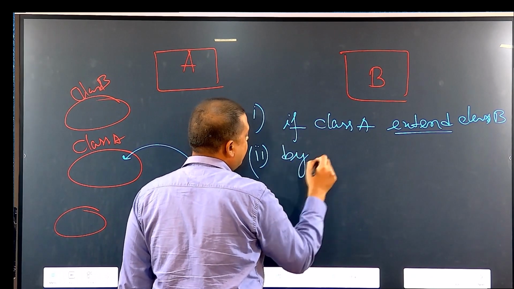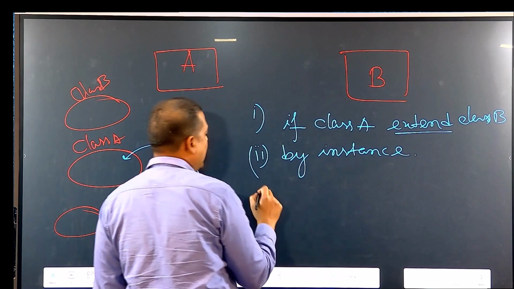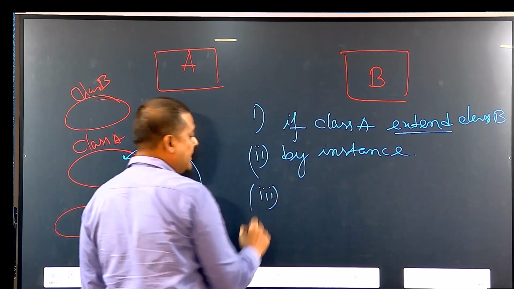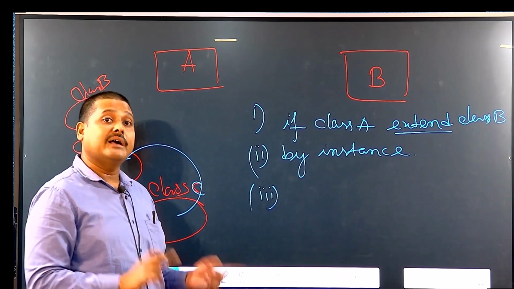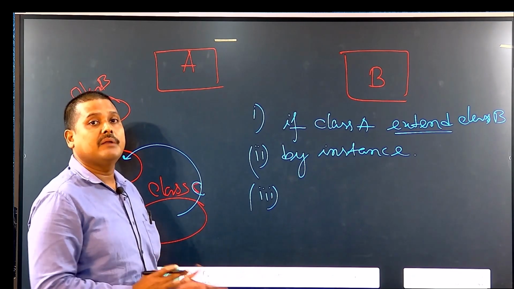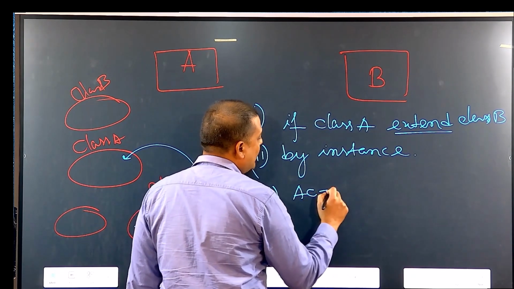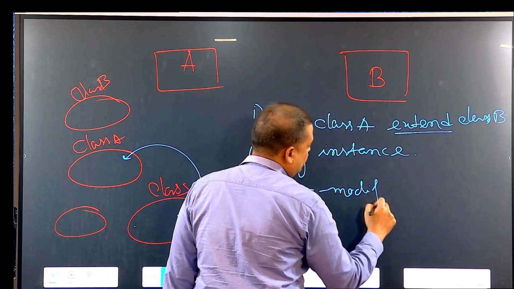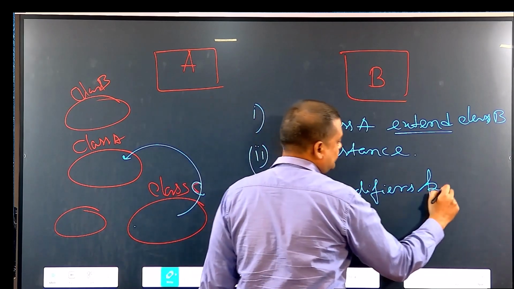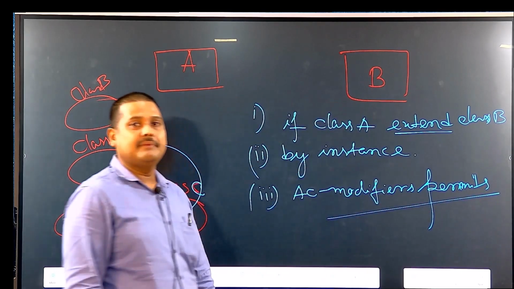So, by instance. And the third one is that the class can be accessed only when it gives the permission to access, if the access modifiers permit. If the permission is given by the access modifiers.